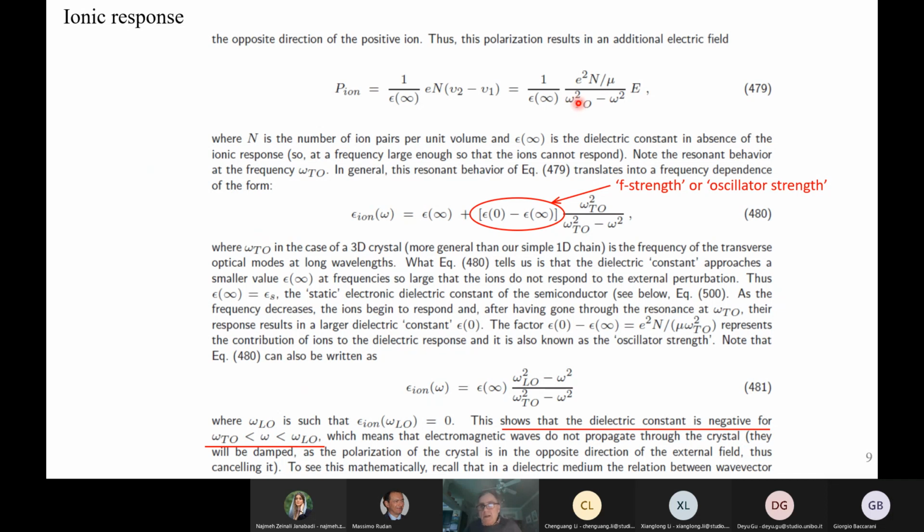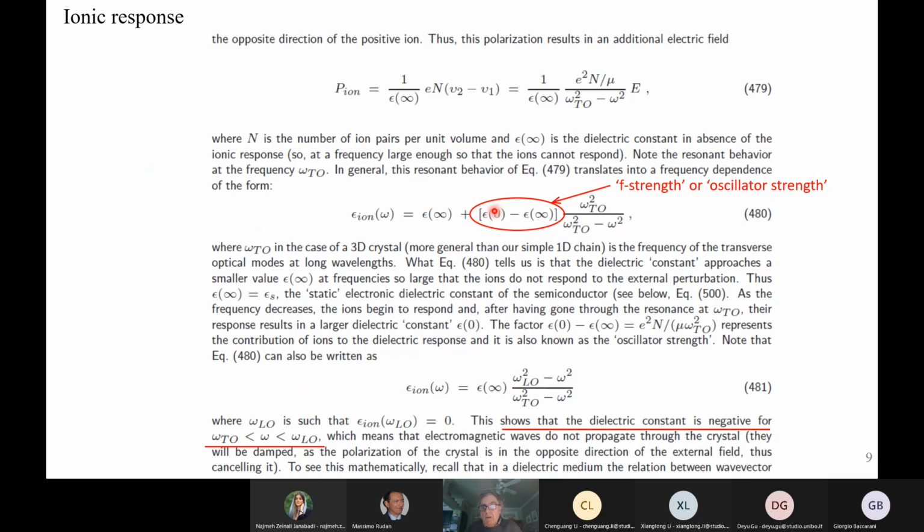In a one-dimensional linear chain there is only an optical phonon. In 3 dimensions, this will be the frequency of one of the transverse optical phonons. We can write the dielectric function as something that at omega equal to infinity goes to some value. This is where the electronic polarizability will come in. Electrons are lighter, they respond at a higher frequency.